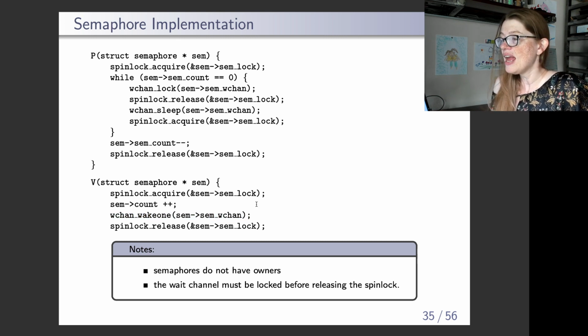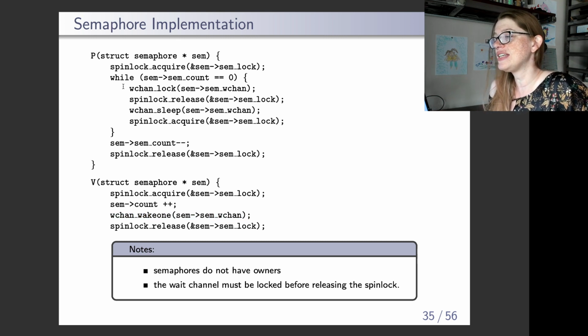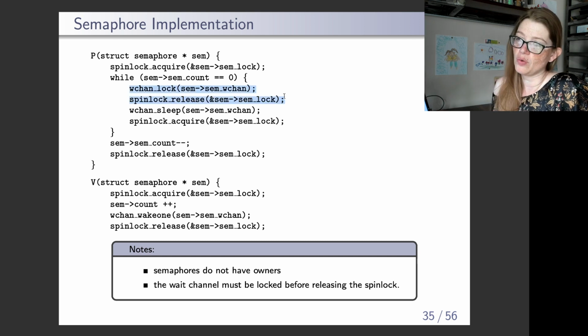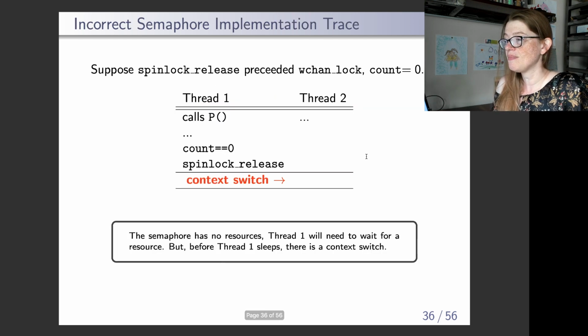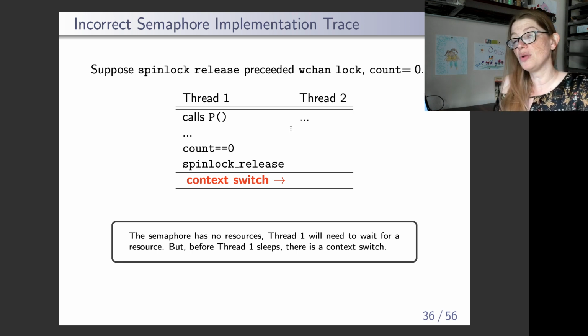Really important. Now, I said yesterday that we were going to take a closer look at these 2 lines of code right here. Why do you have to lock the wait channel before you release the spin lock? So let's look at that. Let's suppose that we have an incorrect implementation of the semaphore where those 2 lines have been swapped. So you release the spin lock and then you lock the wait channel.